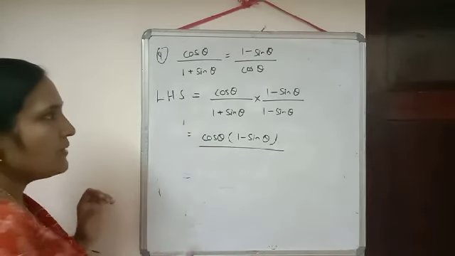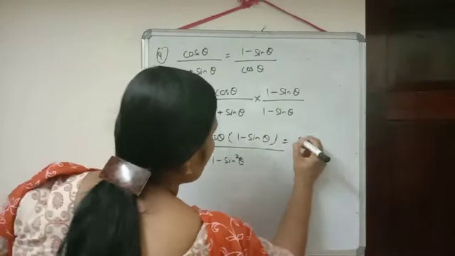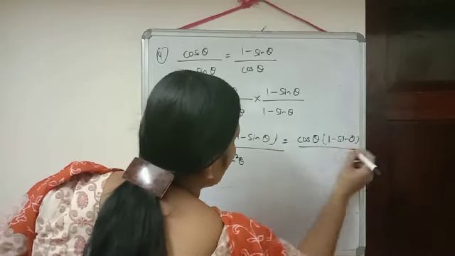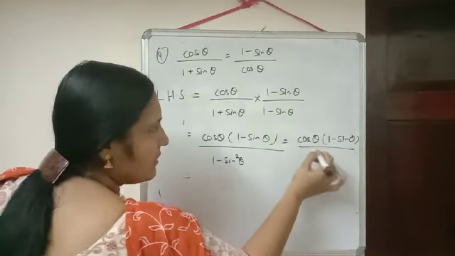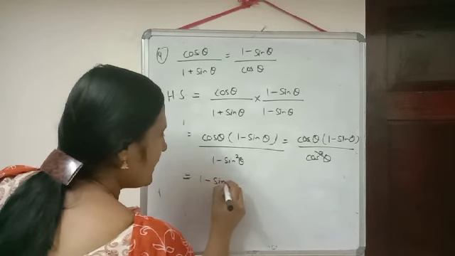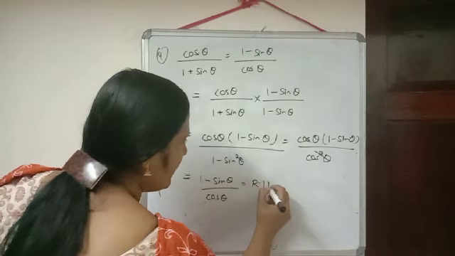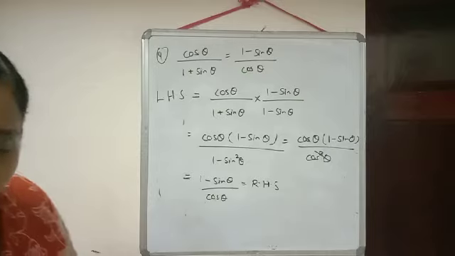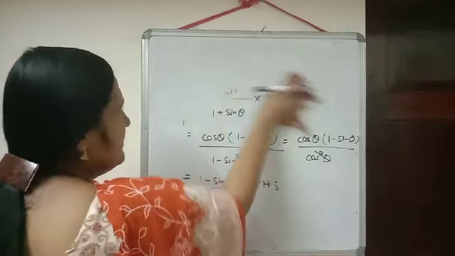That will be equal to 1 minus sin square theta. And what is 1 minus sin square theta? Cos square theta. So here it is equal to cos square theta. One cos theta will get cancelled. So remaining we are getting here 1 minus sin theta by cos theta, which is equal to our right hand side. So I hope this question is clear to you. Okay, now write down the next question. Question number 10.